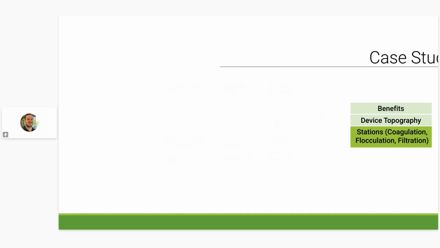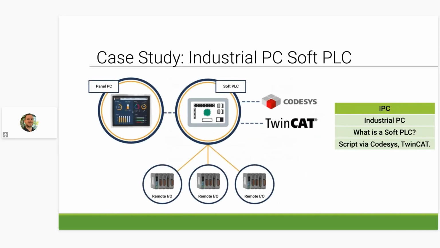Our third and final case study that we will be discussing today revolves around using an industrial PC as a soft PLC to connect with and control remote I/O. For this type of application, we will use an industrial PC, or IPC for short. The IPC will host the project that will ultimately be controlling the devices that are connected via the remote I/O, which means the IPC will be acting as a soft PLC which processes code to the remote I/O.